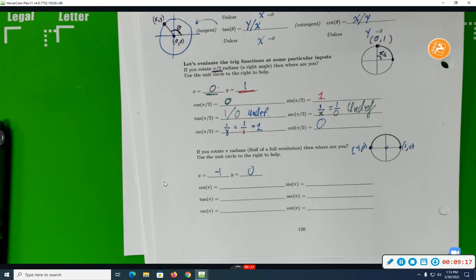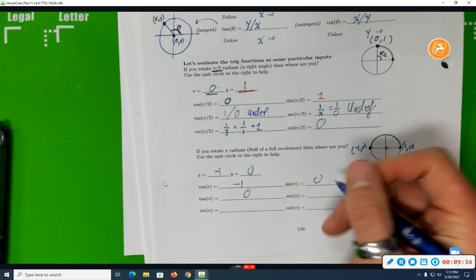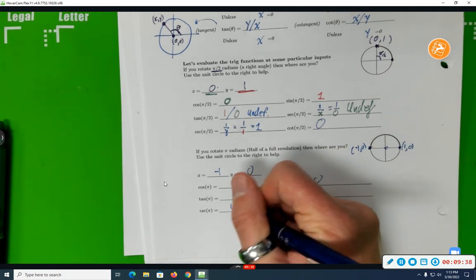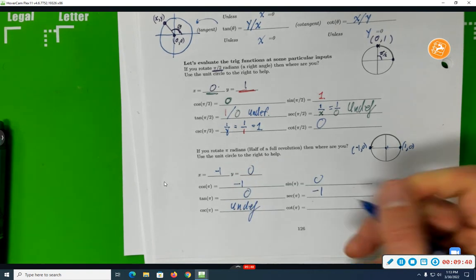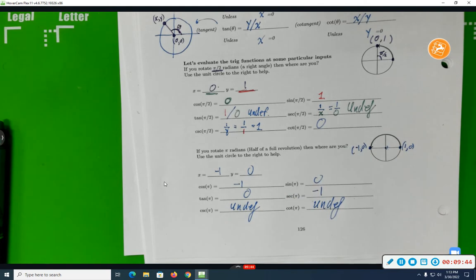All right, the cosine of pi is negative 1. Sine of pi? 0. Tangent? 0. Secant? Cosecant? Cotangent? People feel pretty good about that?